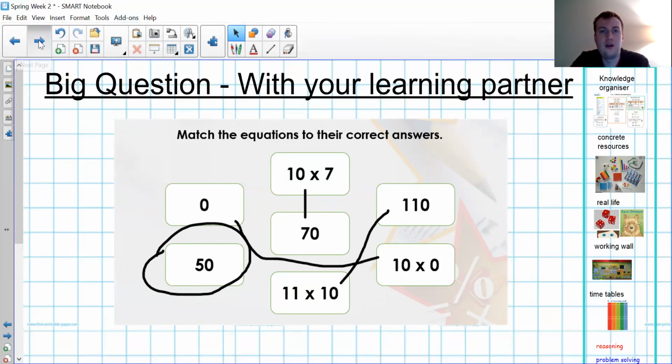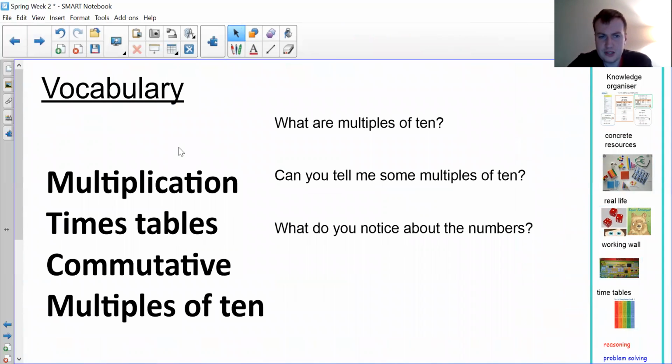Right. So all these key terms that you remember: commutative, remember, is when it's the same either way. So 10 times 5 is exactly the same as 5 times 10. Either way, you're going to get 50.